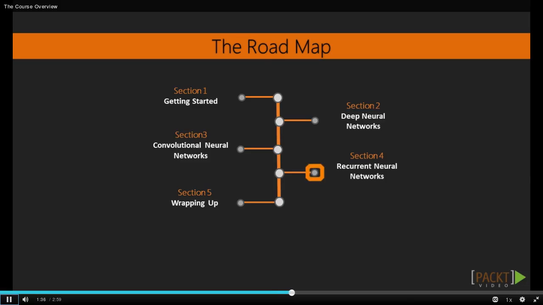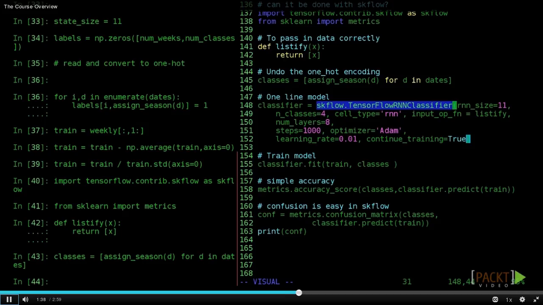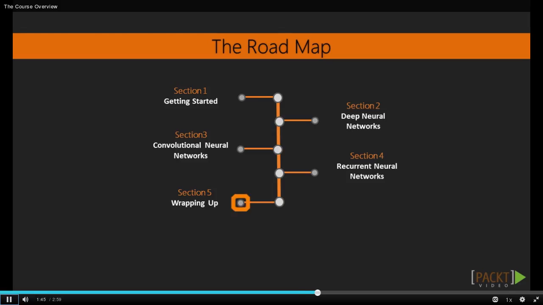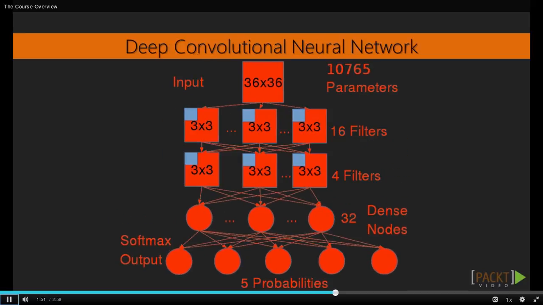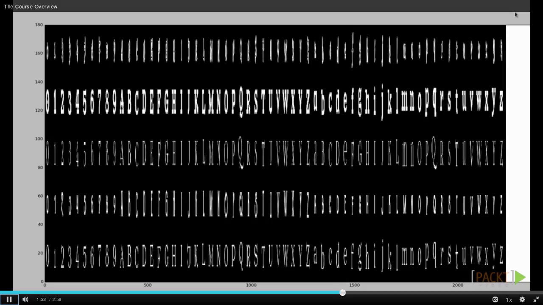Section 4 demonstrates how to handle time series problems with recurrent neural networks. It also introduces a simplified interface to TensorFlow. Finally, Section 5 reveals the models you've built for the classification problem and describes how you can make the most of TensorFlow. Over the course of this series, you will learn how to use TensorFlow on a novel research problem.